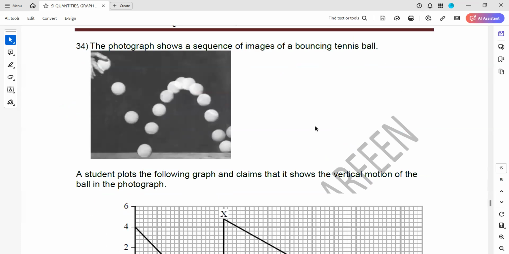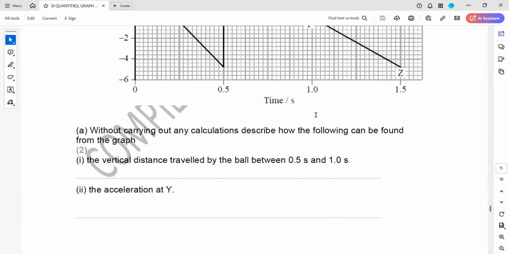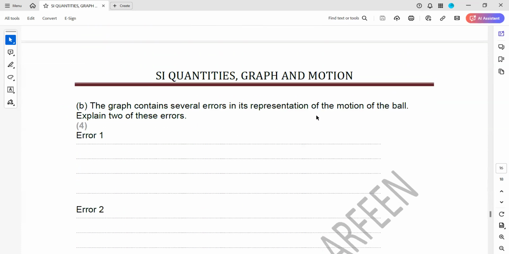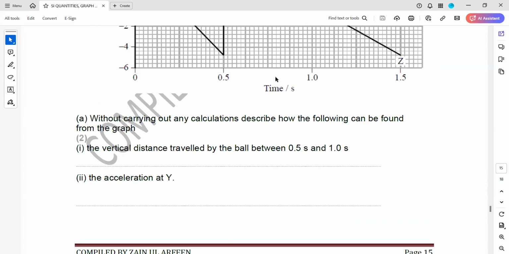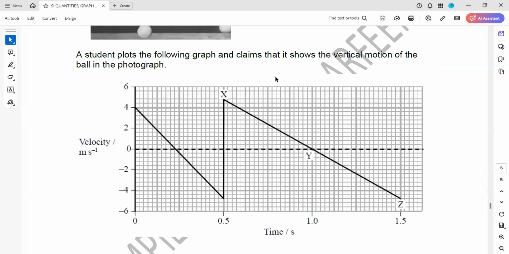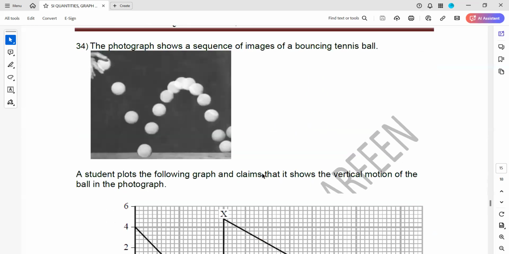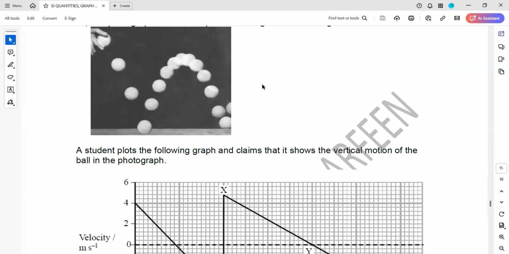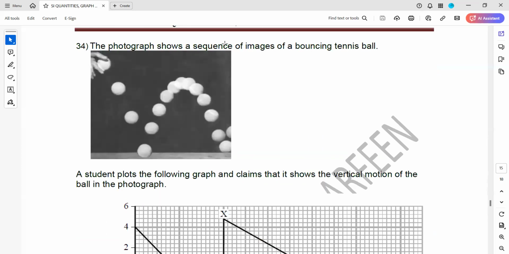Page 15, any doubt? Page 15, any part? Part B. Identify the two errors. This is for the bouncing ball. Look, the photograph shows a student plotting a graph and claiming vertical motion. So the ball is dropped.